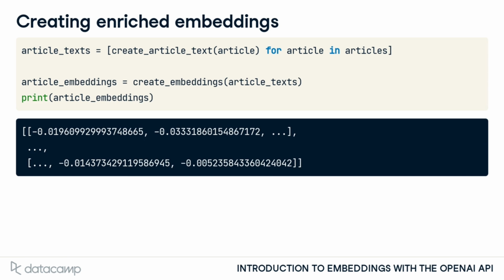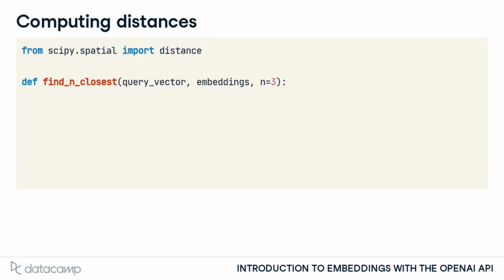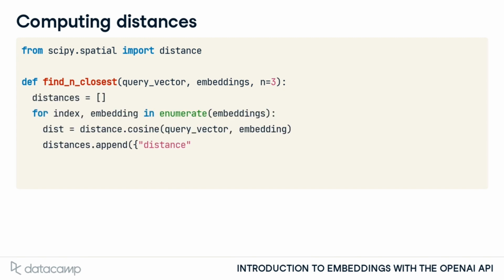Now that we have our embeddings, it's time to compute cosine distances. We'll define a function called findNclosest that takes a query vector, the embedded search query, and embeddings to compare against, our embedded articles, and return the n most similar results based on their cosine distances. For each embedding, we calculate the cosine distance to the query vector and store it in a dictionary along with the embedding's index, which we append to a list called distances.